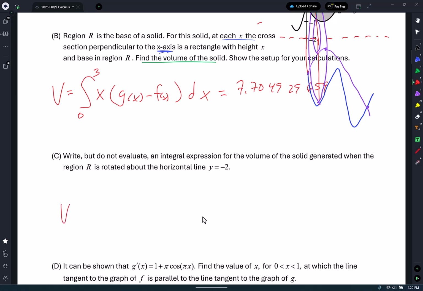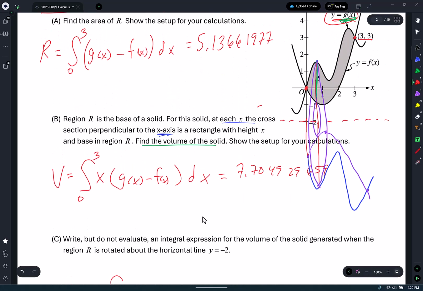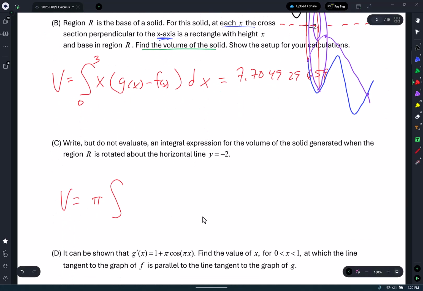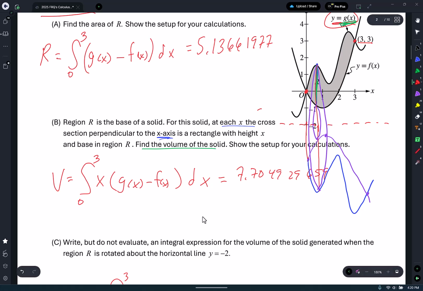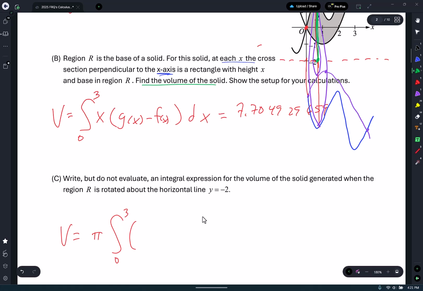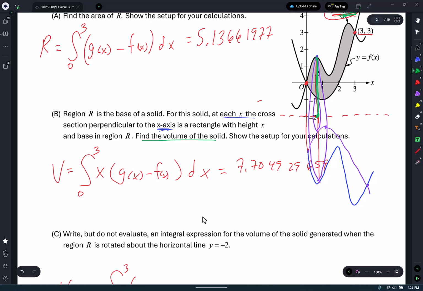So I'm going to go volume equals, and I'm going to factor out the pi. So here's my pi. Integral. And I'm going to integrate from what to what? 0 to 3. And then giant parenthesis, big R. Big R is the distance from, I'm going to do it here in green, the -2 all the way to that top curve. We always said top minus bottom. So tell me what I'm going to write inside this parenthesis. Big R. How do I get big R?